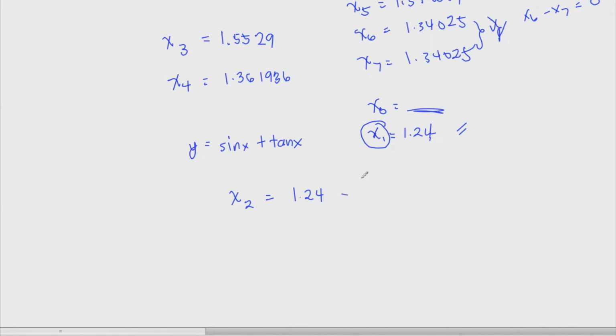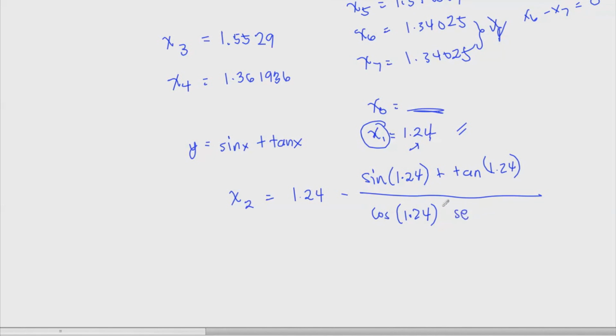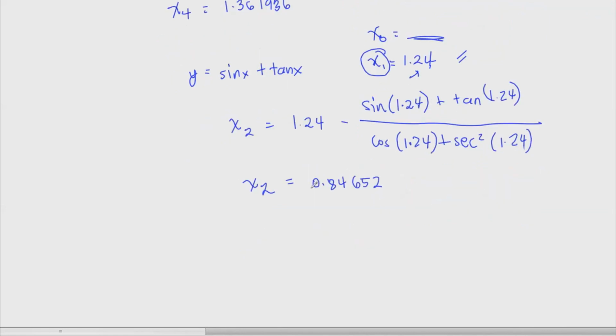So in this case, that's 1.24 minus, so we need to take sine of 1.24, and remember, this is always in radian, plus tangent 1.24, and then you divide this by the derivative substituted with this value. So we have cosine of 1.24, and the derivative of tangent is secant squared, so plus secant squared of 1.24. In this case, you'll be able to get an answer that is equal to 0.84652.